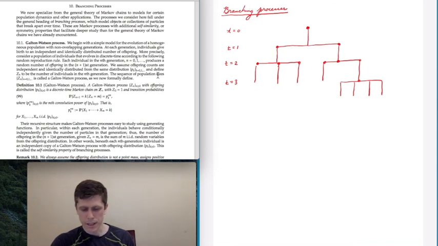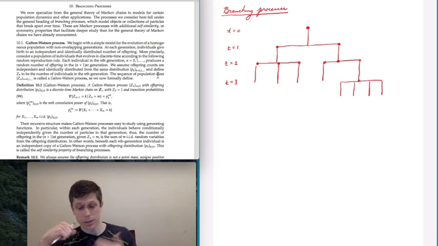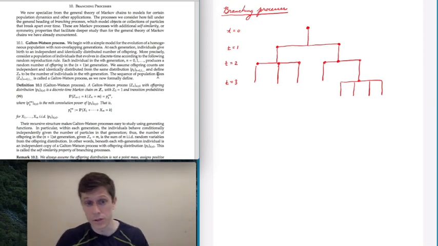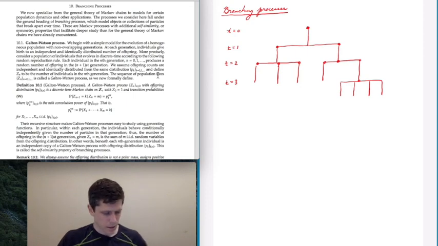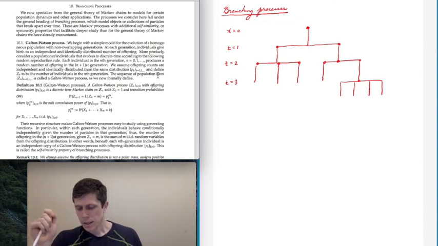The setting you could think of is an atom, which after some period of time splits into two identical atoms, and the evolution of the process after that point is an independent copy of the original process. This is a property called self-similarity that we'll be taking advantage of. It gives these branching processes a recursive or regenerative structure, similar to the structure we've taken advantage of throughout the semester in renewal processes, and most recently in our study of Markov chains.